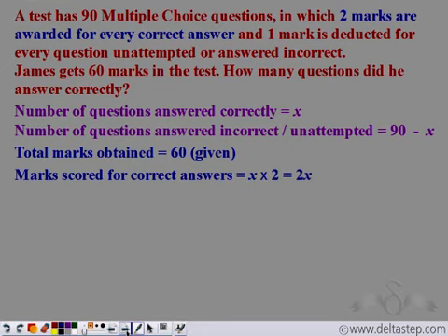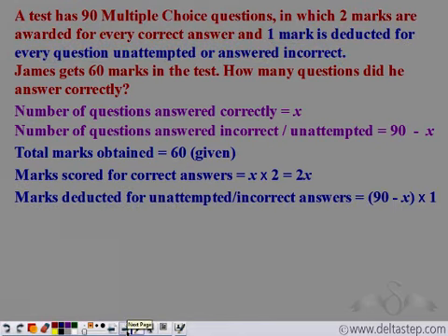Now 1 mark is deducted for every question unattempted or answered incorrect. So 1 mark is deducted if a question is incorrect or unattempted. So total marks deducted will be 90 minus x into 1, which is equal to 90 minus x. So this is the total marks deducted.